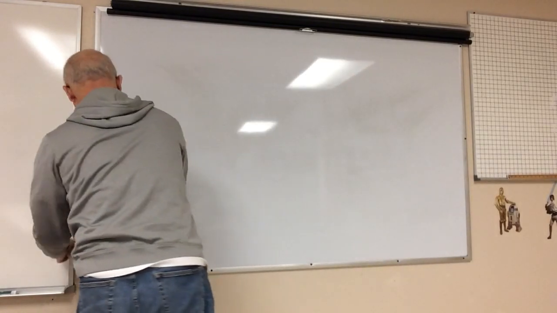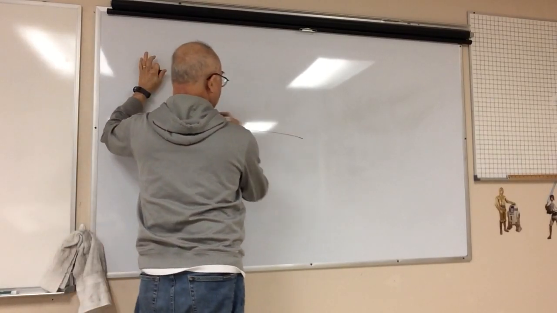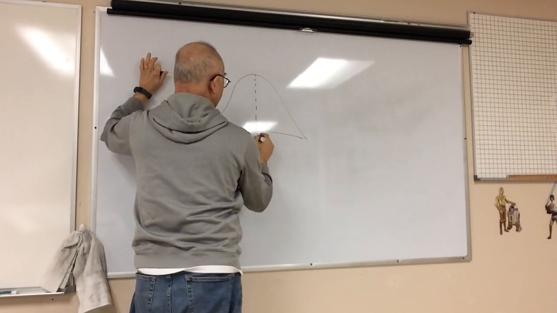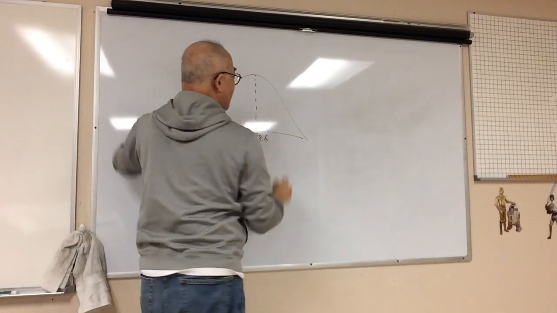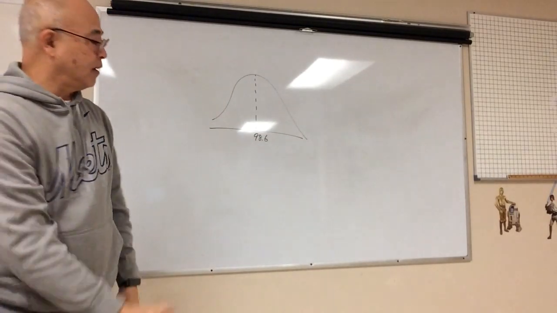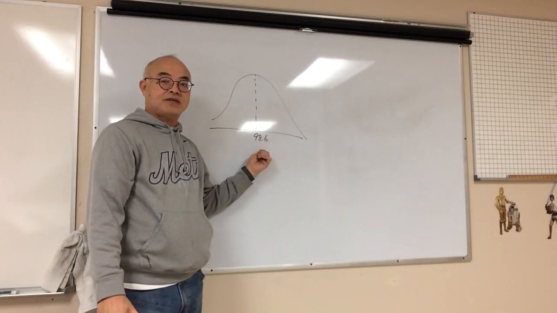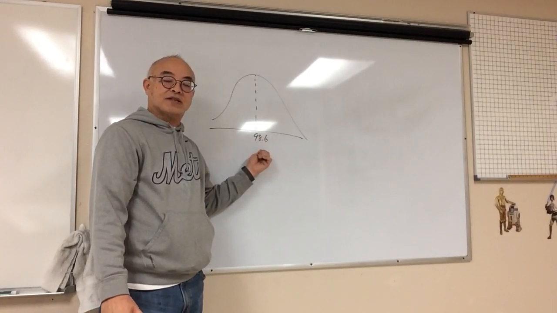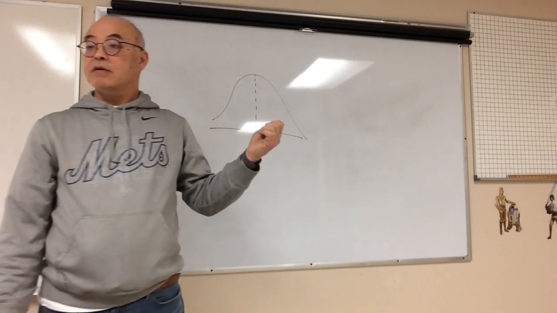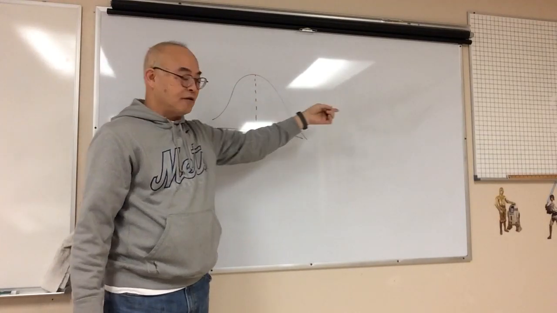This is my sample distribution, and if the population mean was 98.6, we can say that the sample mean is going to be 98.6. How can we make that assumption? Because it's an unbiased estimator, they're the same, just as we pointed out earlier.